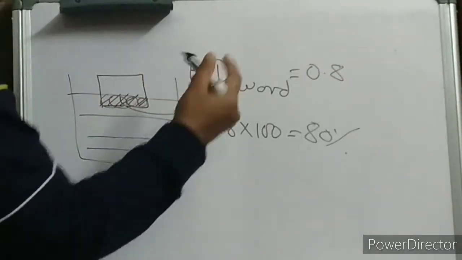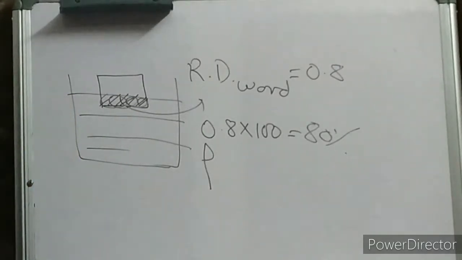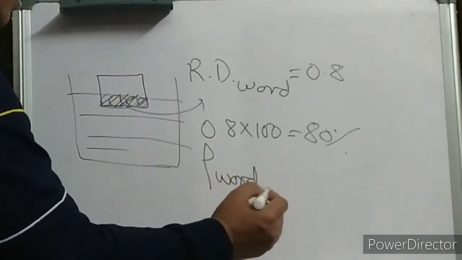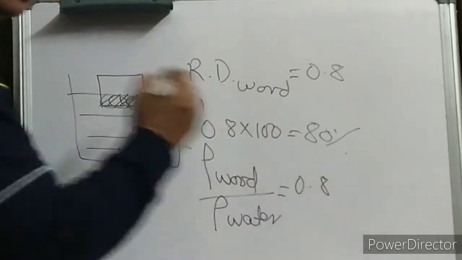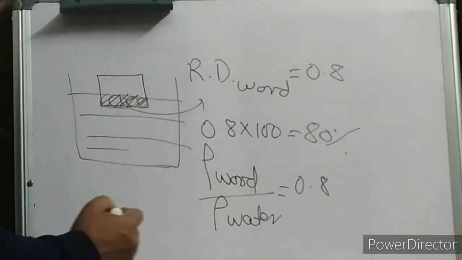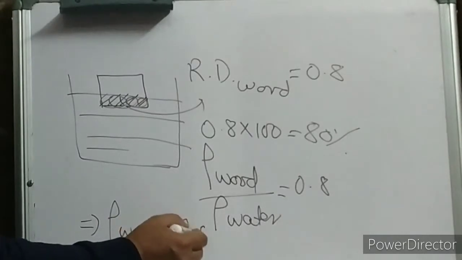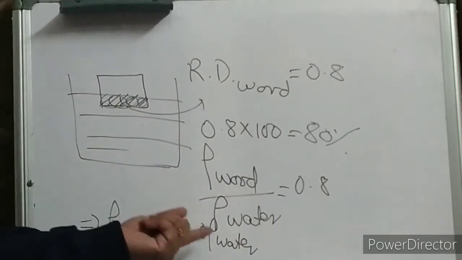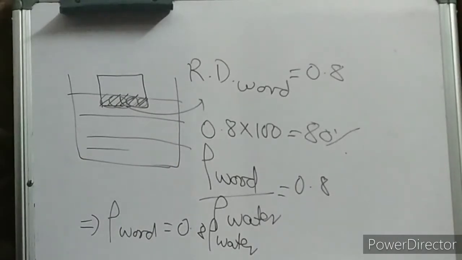Already we have discussed the relative density formula: density of the substance divided by density of water. So we write density of wood divided by density of water gives you 0.8. From this, what can we find out? Density of wood is equal to 0.8 times density of water. You know density of water is fixed, 1000. So you can easily find out the density of the substance. Okay children? Hope I am clear?